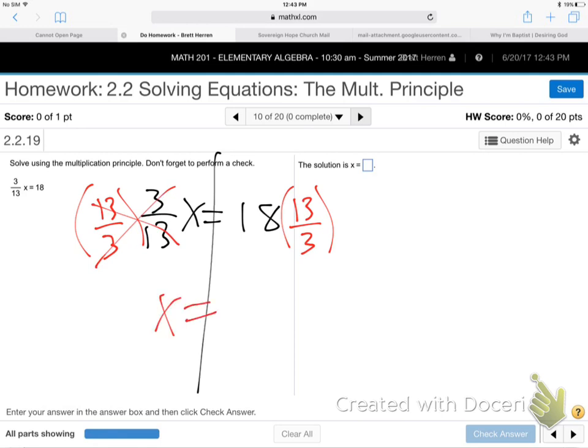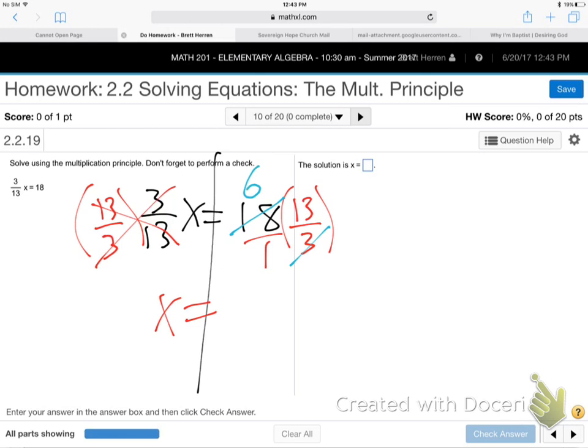Now, how about the other side? What do we always do when a whole number like 18 is interacting with a fraction? Put it over 1, make it look like a fraction, then cross cancel, and whatever's left over multiplies, right? Question? Good? Making sense? So 3 goes into 18 6 times.